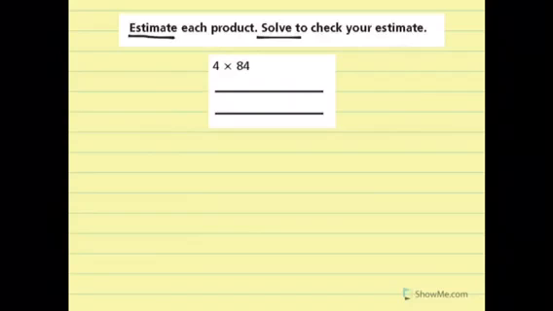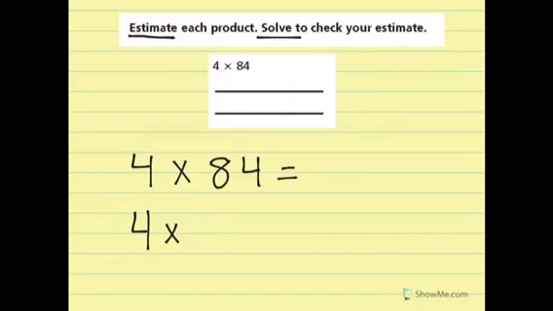So first I'm going to estimate. So we are doing 4 times 84. So I'm going to leave my 4 because it's just a ones. I'm going to look at my 84. I'm going to look to the right, and if it's 5 or higher, we raise the score and add 1. But in this case, it's not. It's 4. So we're not going to add any. We're going to add 0. So 84 would then round to 80.